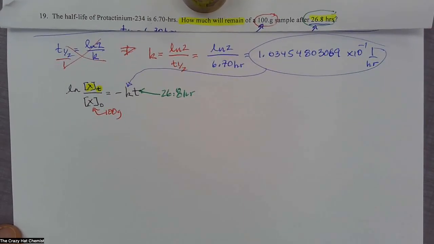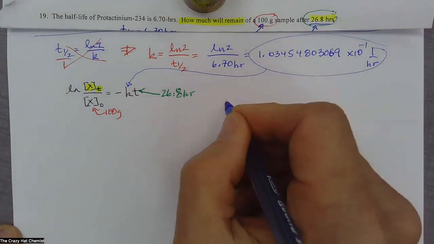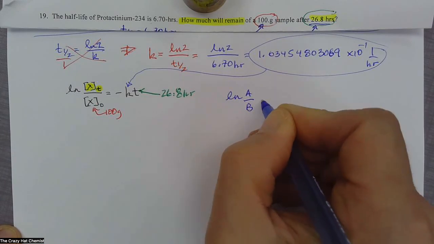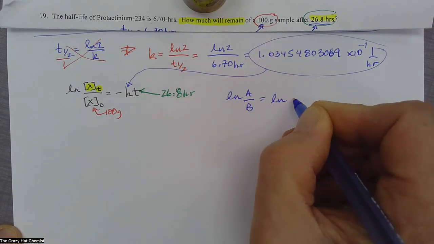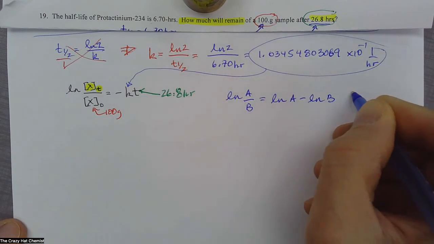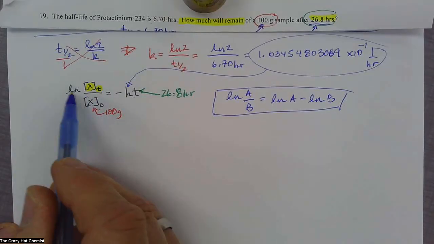So hold on, unless you're familiar with this from your math class. One of the rules for natural log, I'll write that here: natural log of A over B is equal to natural log of A minus the natural log of B. So this right here is coming from your math class. That's a rule with natural log. So I'm going to apply that rule over here.